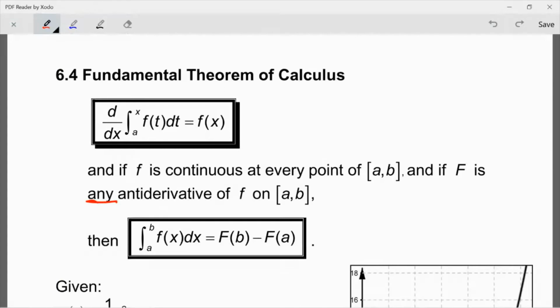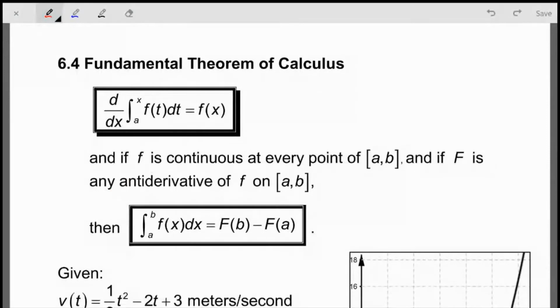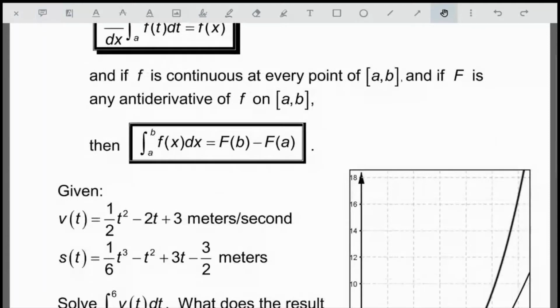The integral from a to b of f of x dx is equal to the antiderivative at b minus that same antiderivative at a. So notice it says any antiderivative. That's going to be really important, and I'm going to show you why that's the case here in just a second. So for this first example, let's take a look at the second part of the fundamental theorem of calculus, where we're talking about the idea of having a function that we're integrating and taking an antiderivative at the upper limit minus that same antiderivative at the lower limit. So let's talk about how that works and why it says any antiderivative.